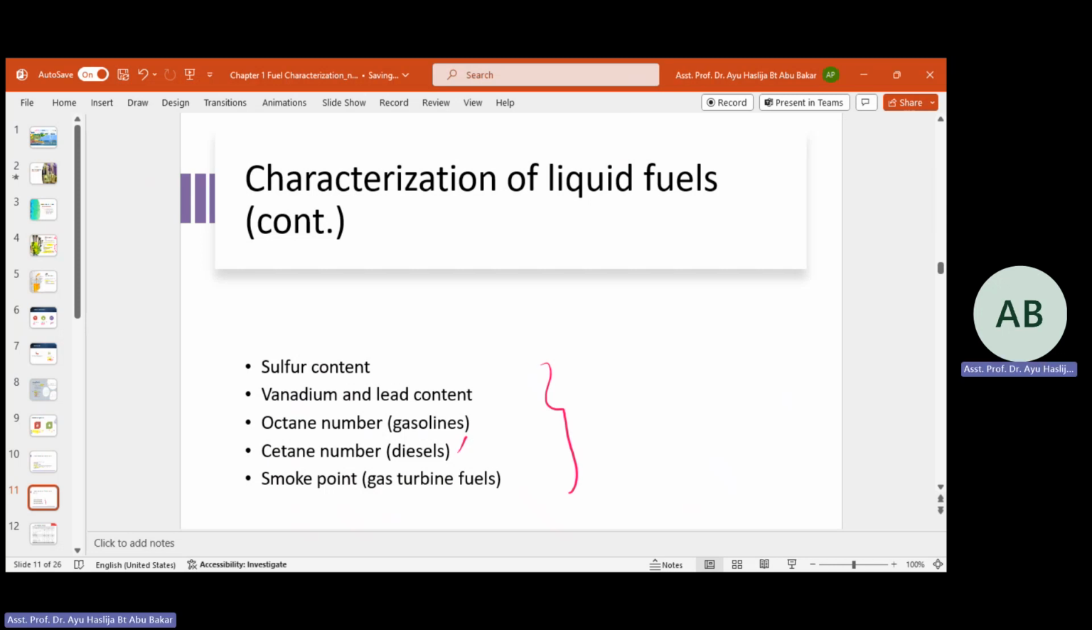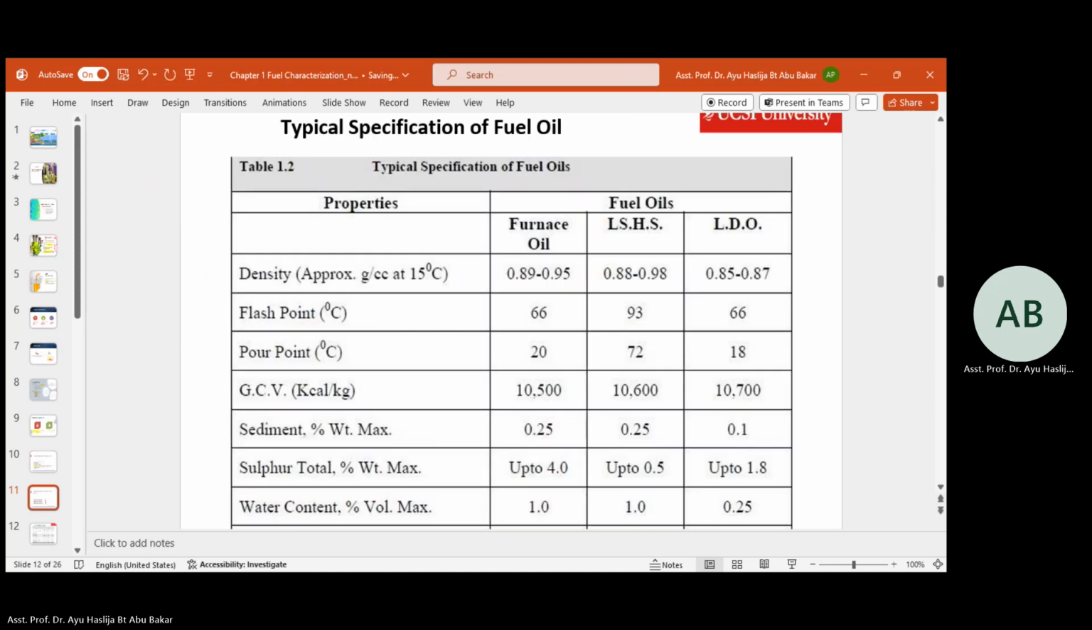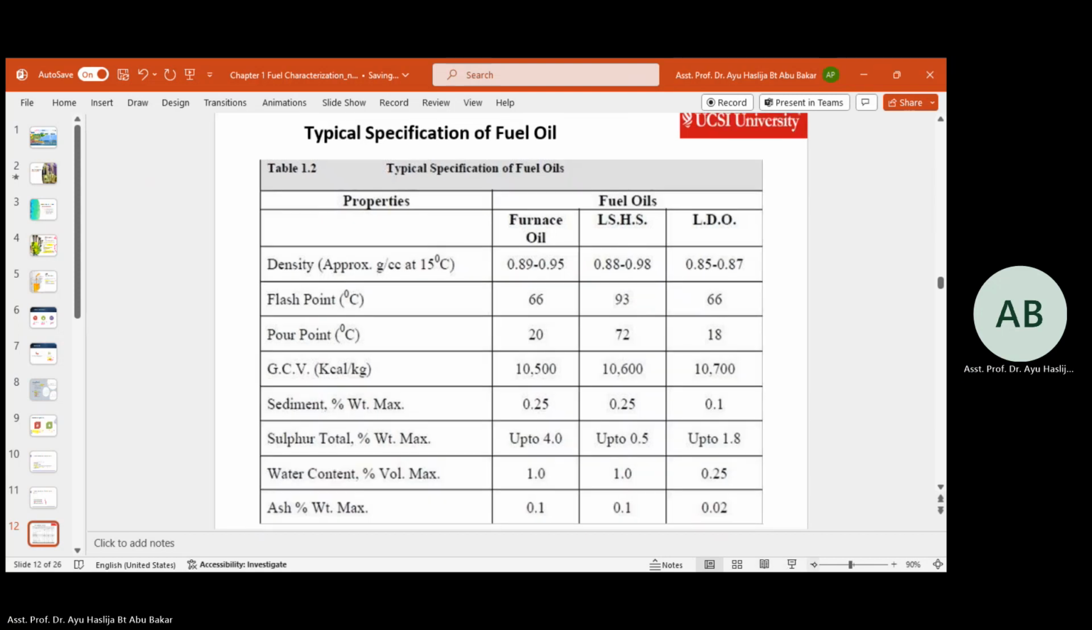Ada alkane. Dia nak tahu alkane, tengok ni A and E ni. N. Okay, so ini contoh spec of fuel oil. Usually from the supplier, kalau beli fuel oil, these are the spec that they will share with you.